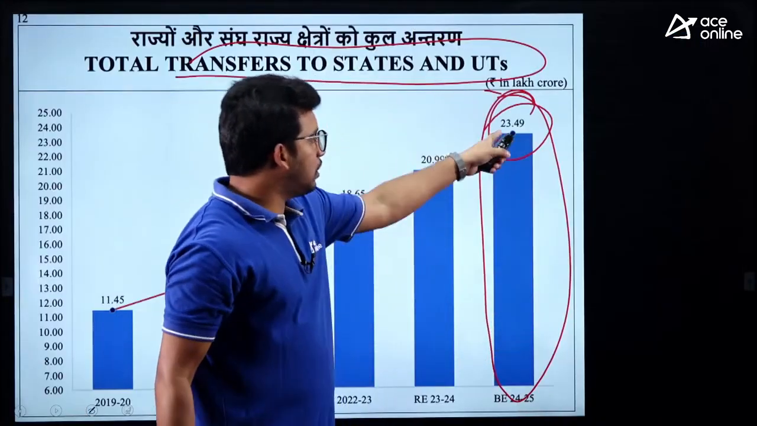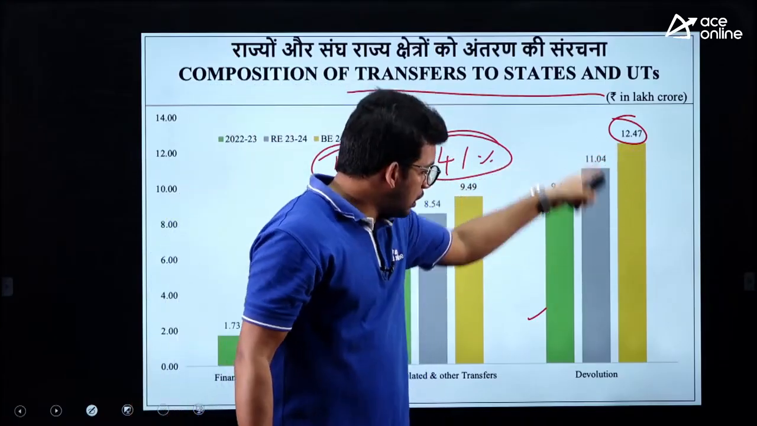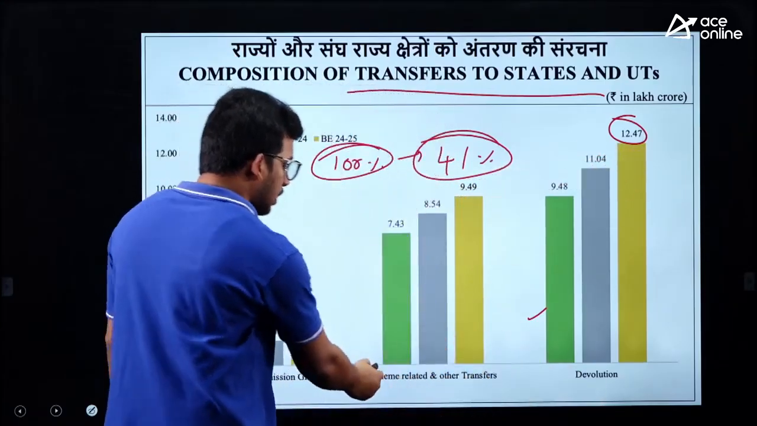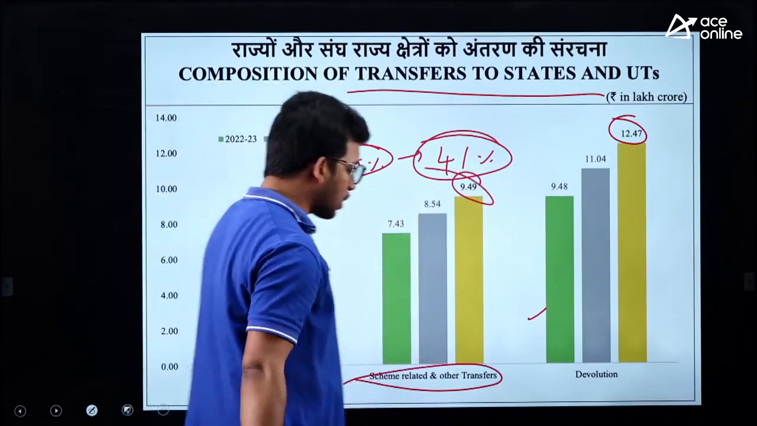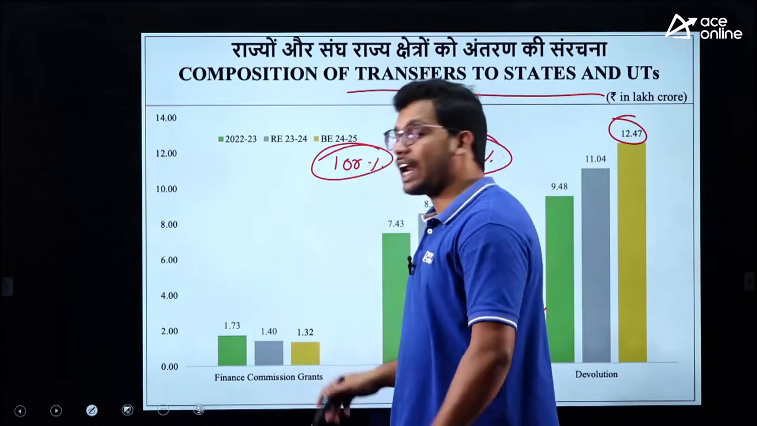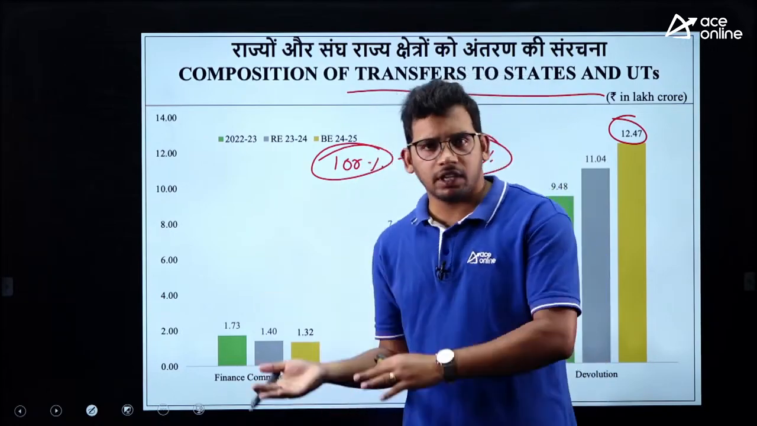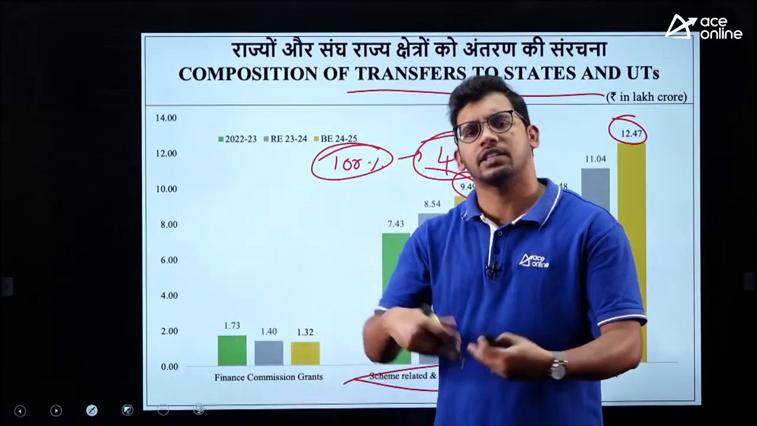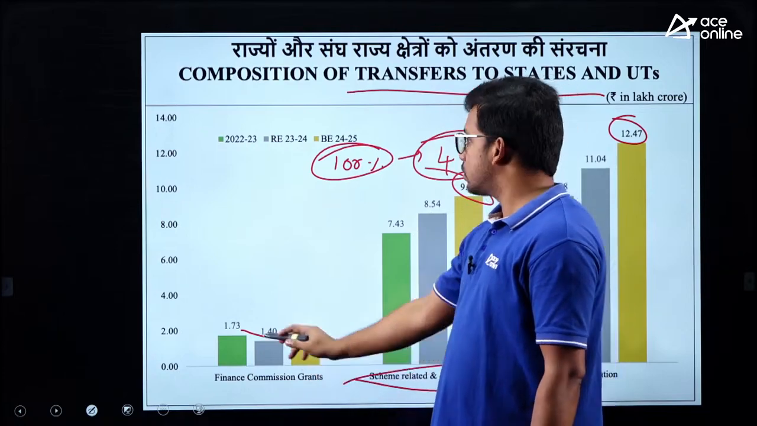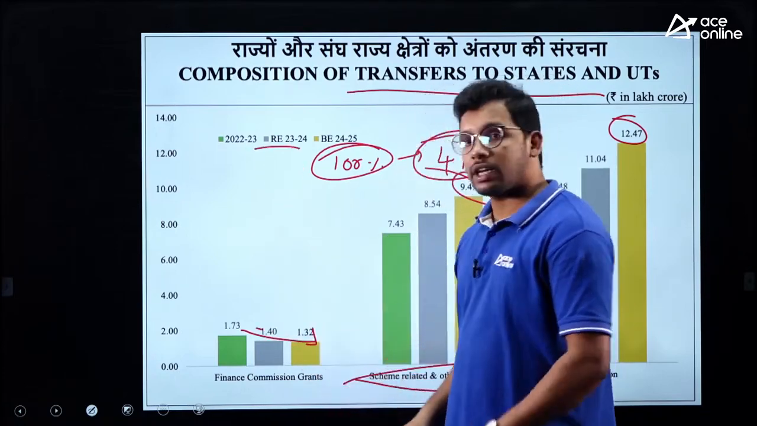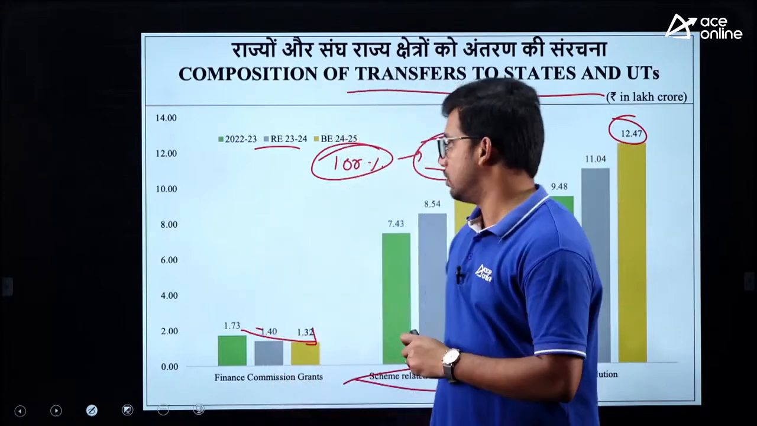Out of the total 23.49 lakh crores given to the states, 12.47 is through devolution, then schemes and other transfers, like central sector and centrally sponsored, 9.49 lakh crore, and then finance commission grants. These are special grants for some states, like Andhra Pradesh, for example, which has no capital, so the finance commission recommended that extra grants be given. So this is decreasing, right. Finance commission grants are decreasing, but scheme-related transfers and devolution are increasing, right.